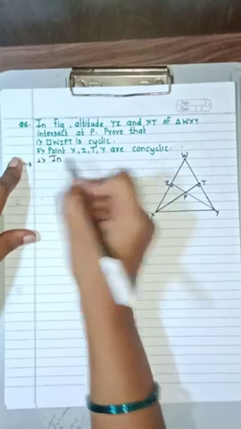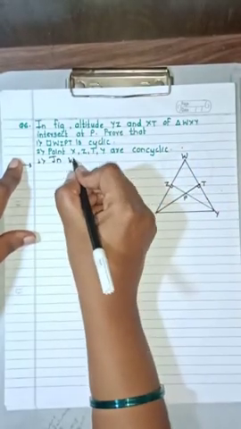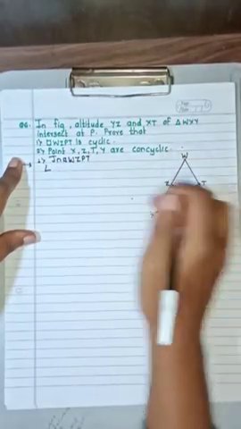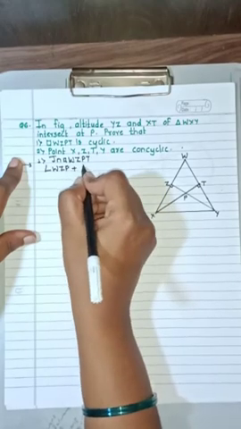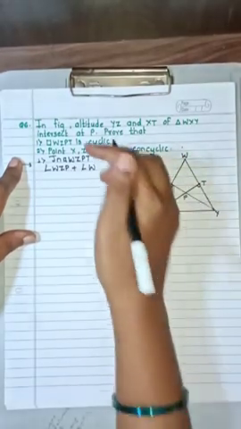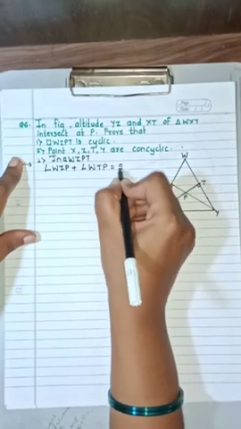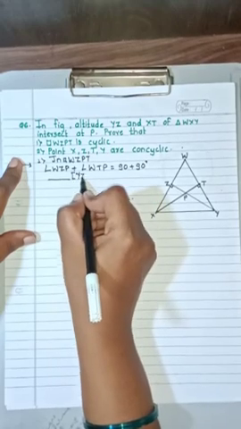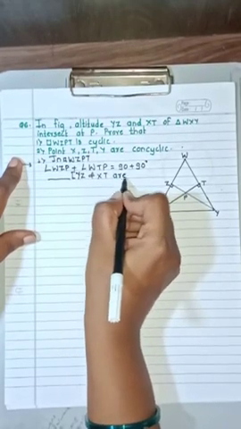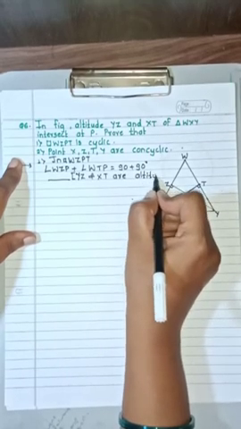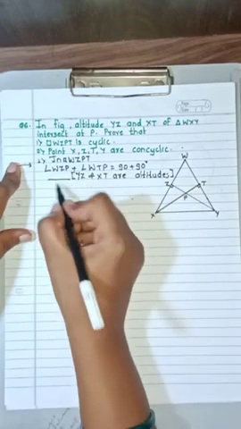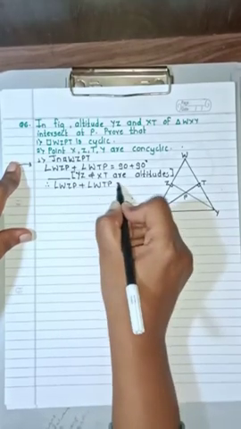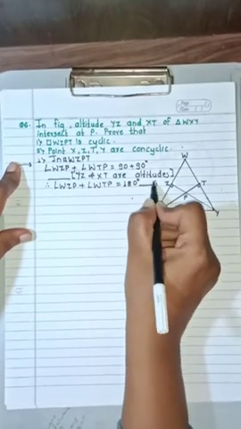Now in quadrilateral WZPT, angle WZP plus angle WTP is equal to 90 degree plus 90 degree. Why is it so? As YZ and XT are altitudes. Okay. Therefore, you can write down here angle WZP plus angle WTP is equal to 180 degree. This is your equation 1.